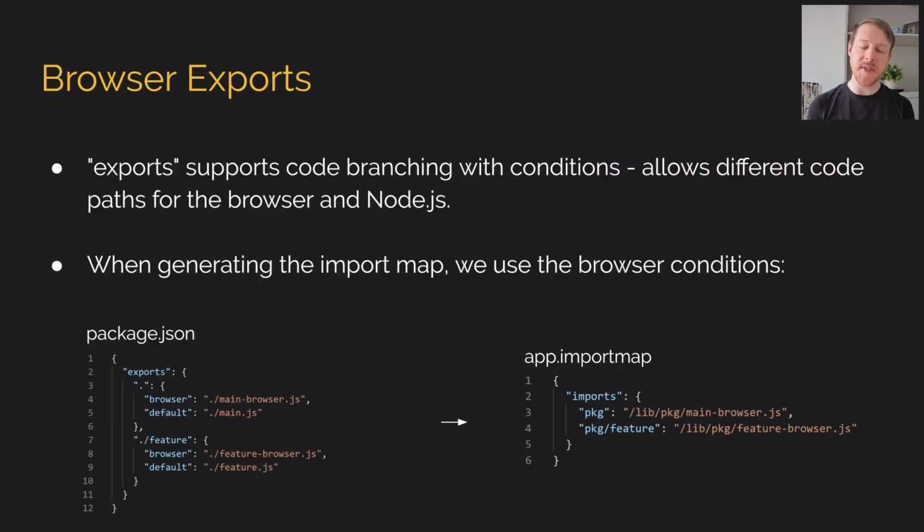Another feature of exports is we get the browser condition. So you can actually branch and use a different module for the browser. And the way we define this in the exports field is with an object map that lists the conditions. So in this case, we're going to load main-browser just in the browser. Node.js won't load it when you're running in Node. And the same for the feature. And then when generating the import map, we can specifically resolve the browser condition, and you get a browser-specific import map that doesn't load unnecessary code in Node.js.